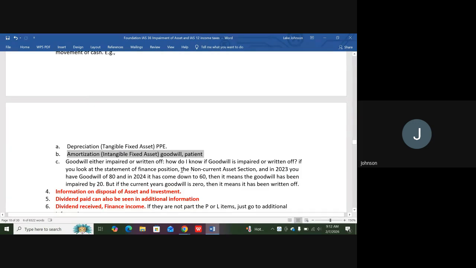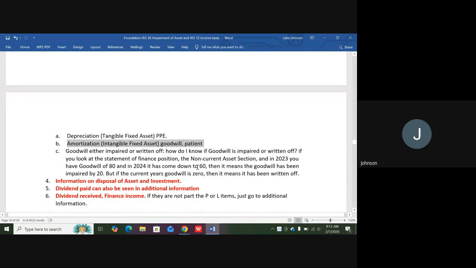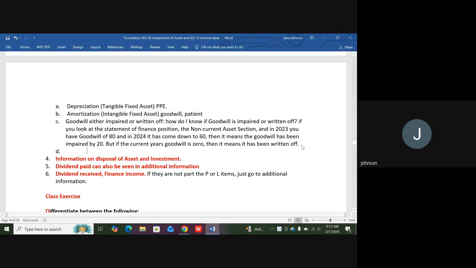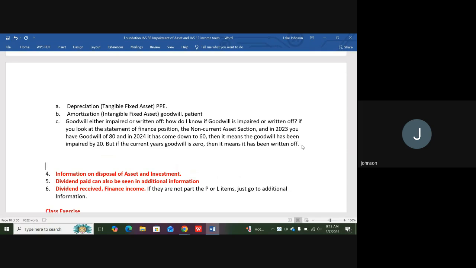So how do you know that goodwill is impaired or written off? How do you know that? Say if you look at the statement of financial position, the non-current assets section, in 2023 you have goodwill of 80, and in 2024 it has come down to 60. So let me show it graphically so that you understand what I'm trying to say. It's not cast in stone. All these things I'm saying, they are not cast in stone.